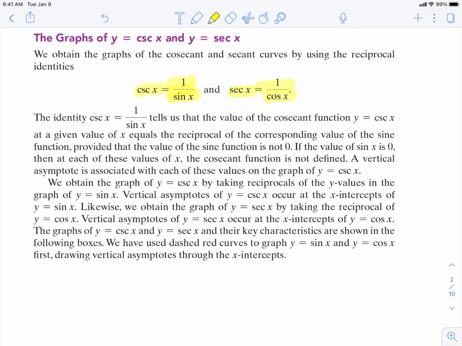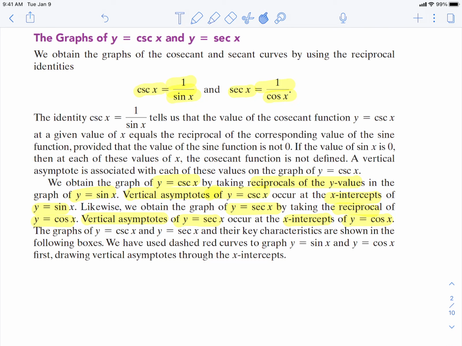So we are going to be graphing y equals a cosecant of x by taking the reciprocal of the y values in y equals the sine of x. There will be vertical asymptotes that occur, and they occur at your x-intercepts of y equals the sine of x. If we graph the y equals the secant of x, we have to take the reciprocal of the y equals the cosine of x. And we're going to have vertical asymptotes for the secant of x at the x-intercepts of y equals the cosine of x.